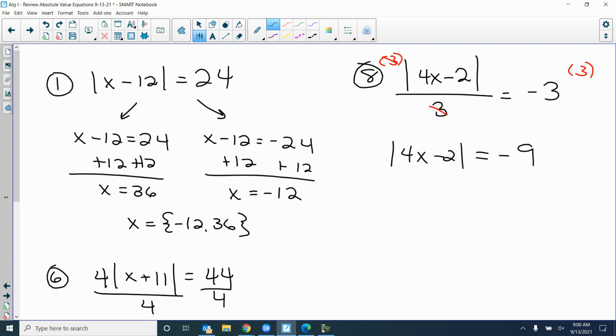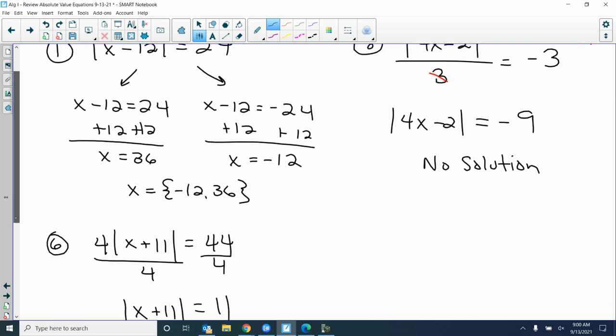Do you know what our answer is? No solution. Anytime you got an absolute value equals a negative. Can an absolute value equal a negative? No, never. So once you get the absolute value equals a negative, you say no solution. But you can only say that once the absolute value is by itself. So that one's no solution.